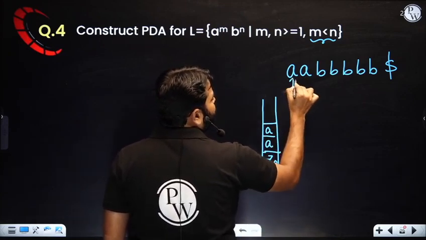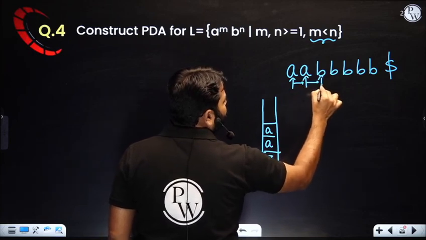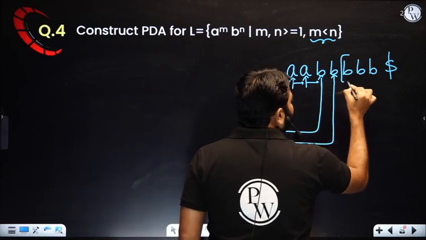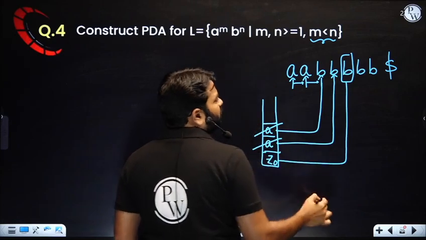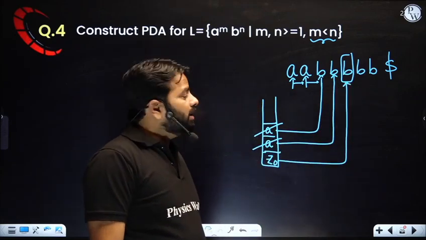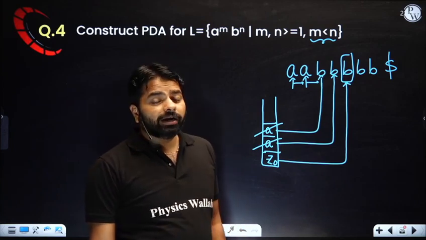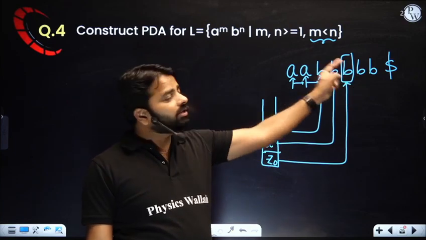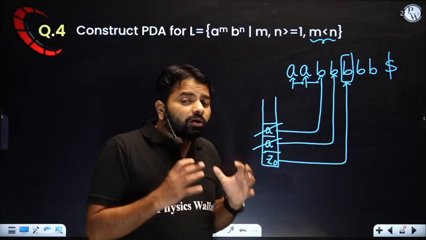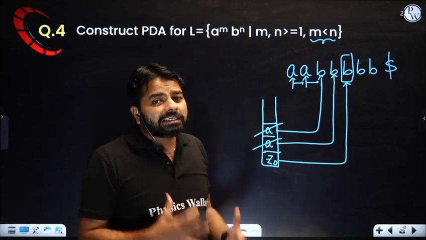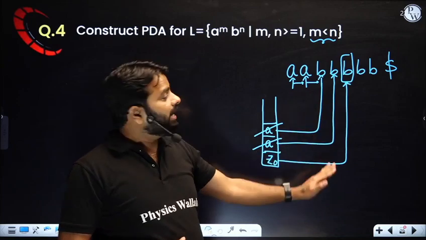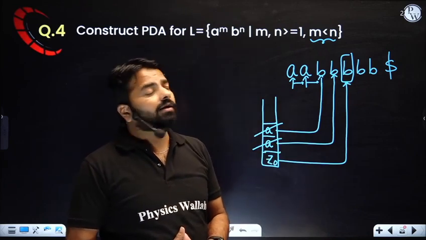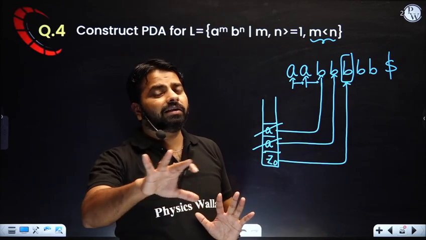You push every A. When B comes, you pop it. When B comes, you pop it, but at this B, you got a Z naught, right? At this point, I have seen many times, you may go to final, that's completely wrong. Why? You did not reach the end of the input. Without the end of the input, you should never go to final. You may go to final, but you can't halt there. Your decision is only going to be final at this point, whether it is halting at final or non-final. That is the ultimate decision.